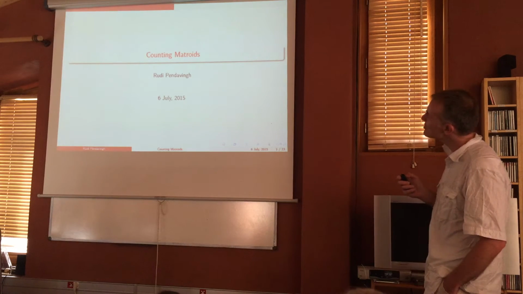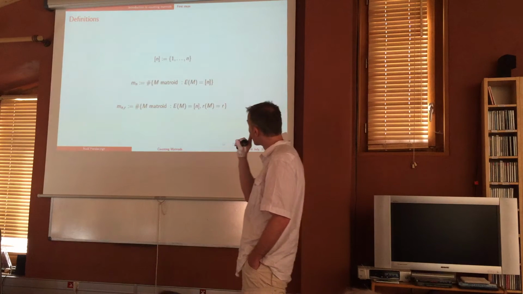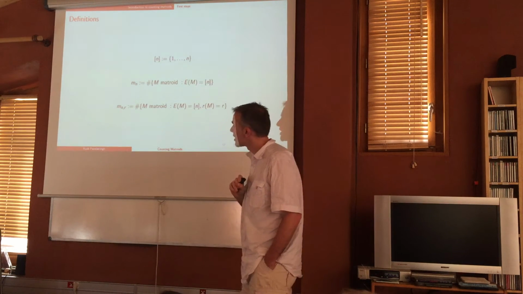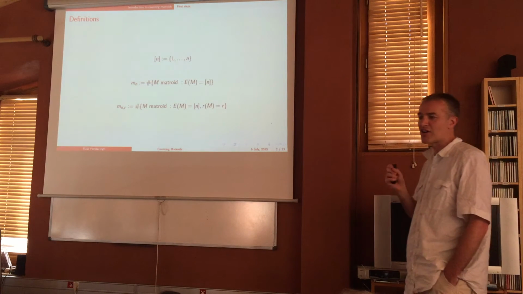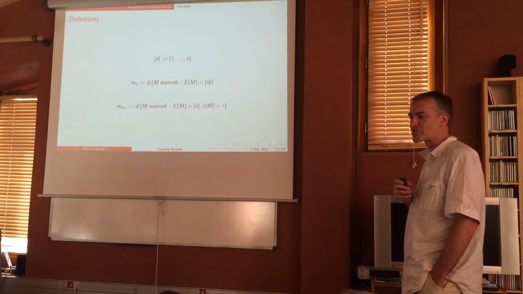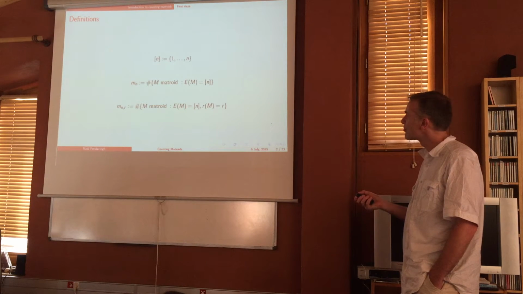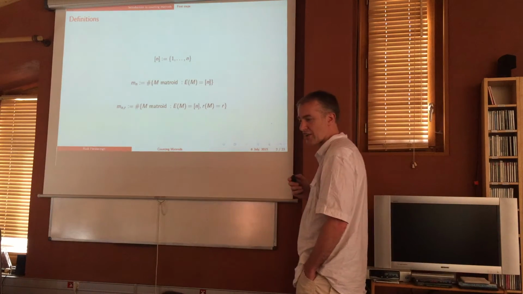So the issue is, how many matroids do you have on a ground set with n elements? And of course, to make that question make any sense, you have to fix the ground set. So our ground sets will be just the numbers 1 to n. Our notation is m_n for all matroids on n elements, m_{n,r} for the number of matroids on n elements with rank r.